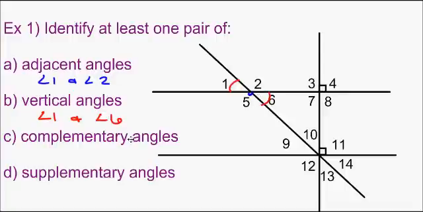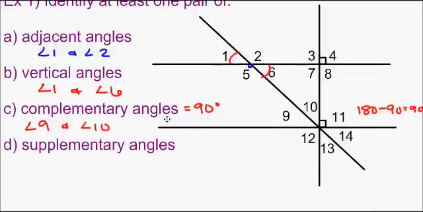Okay, complementary angles. They add up to 90 degrees. So let's look around. I need two of them. Okay, well, since this is 90 degrees right here, and this is a straight line, that means that this whole thing must be 180. Okay, 180 minus 90 is 90. So 9 plus 10 plus 11 is 180. Minus 11 is 90. So these two are going to be complementary. So angle 9 and angle 10 add up to 90.